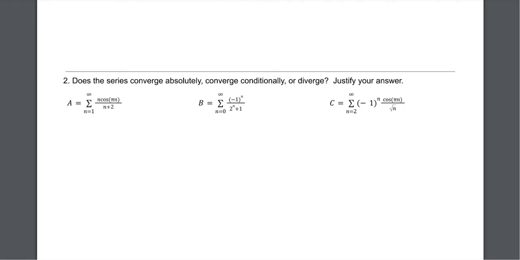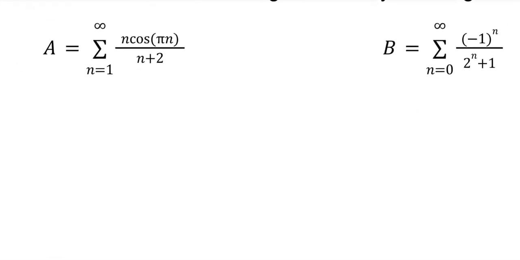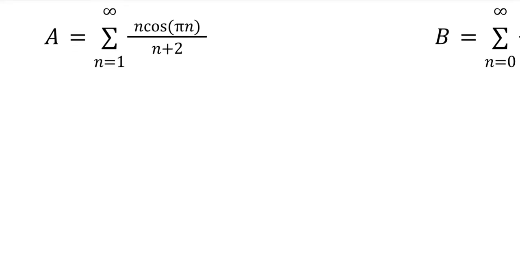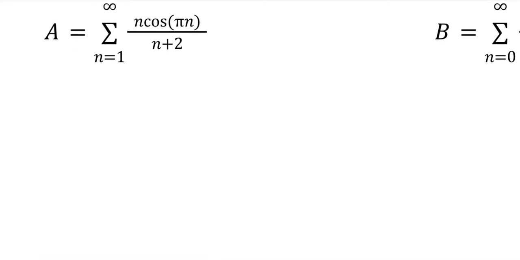Now, for number 2, more of the same. We're going to look at this one. N cosine of pi n over n plus 2. Wait a minute, this is degree 1 in the numerator and the denominator. So this one is going to diverge because the denominator is not even growing faster than the numerator. The cosine of pi n, remember, just causes it to bounce negative, positive, negative, positive. But otherwise, it's just n over n plus 2. That is not the type of thing that we'd even consider converging, so I'm going to do the nth term test on it.